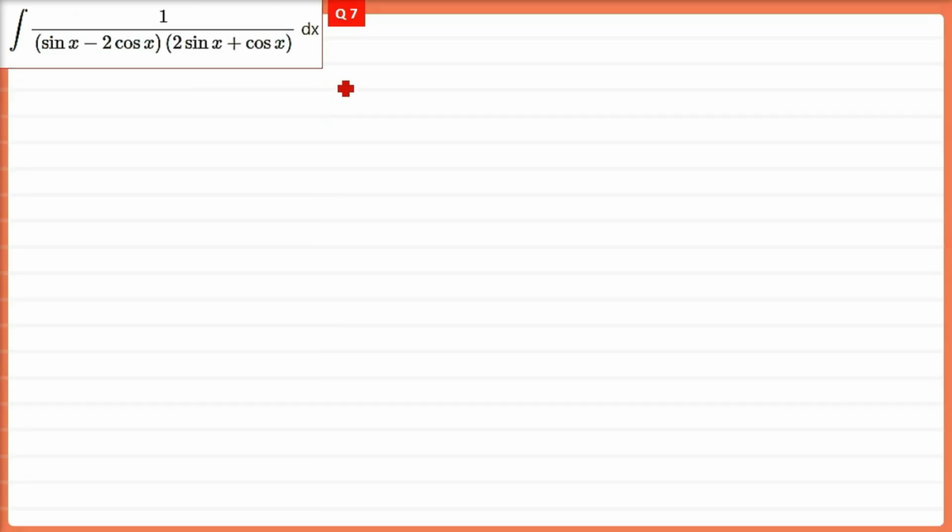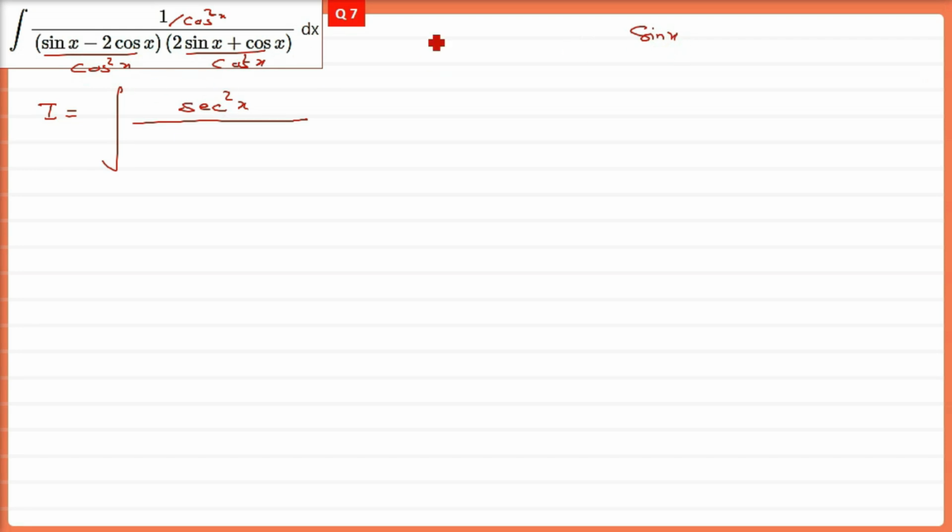Now this one is a somewhat different kind of question, because there is no similarity or relationship between these two terms which are in the denominator. What to do? Sin x minus 2 cos x, 2 sin x plus cos x. So what is our ninja technique? We divide it by cos square x. We can divide numerator and denominator by just cos square x. Having this cos square x in the numerator doesn't count, because we just need cos square x in the denominator. That is, we have included it by ourselves.